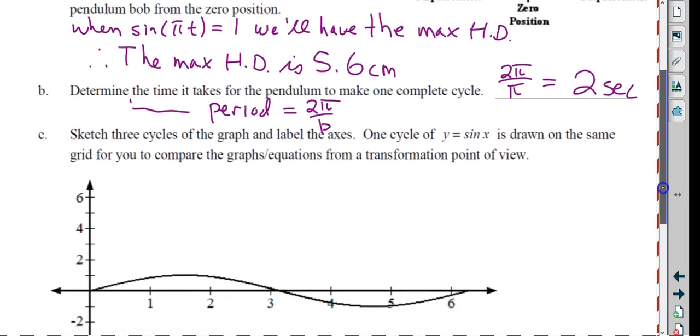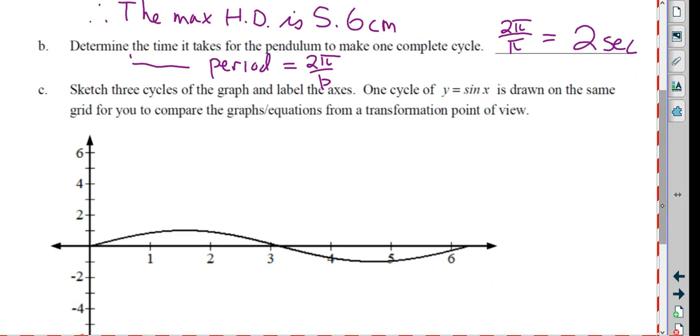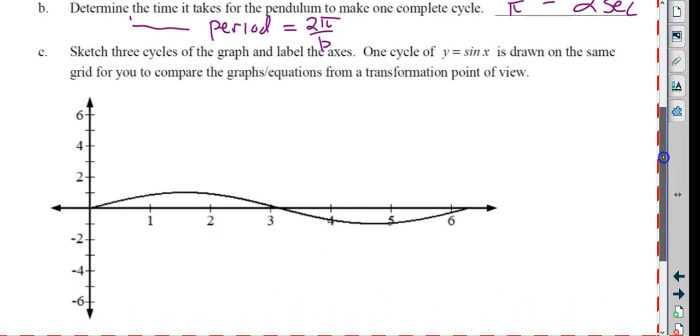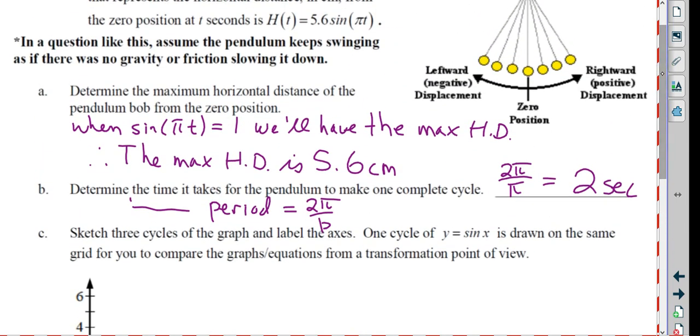Sketch 3 cycles of the graph and label the axes. One cycle of y equals sine x is drawn on the same grid for you to compare the graphs and equations from a transformational point of view. Okay, so that's just plain old sine x. You've got to sketch this. So go ahead and sketch that. So at time 0, where is this? So time 0, we're working out the sine of 0. What's the sine of 0?